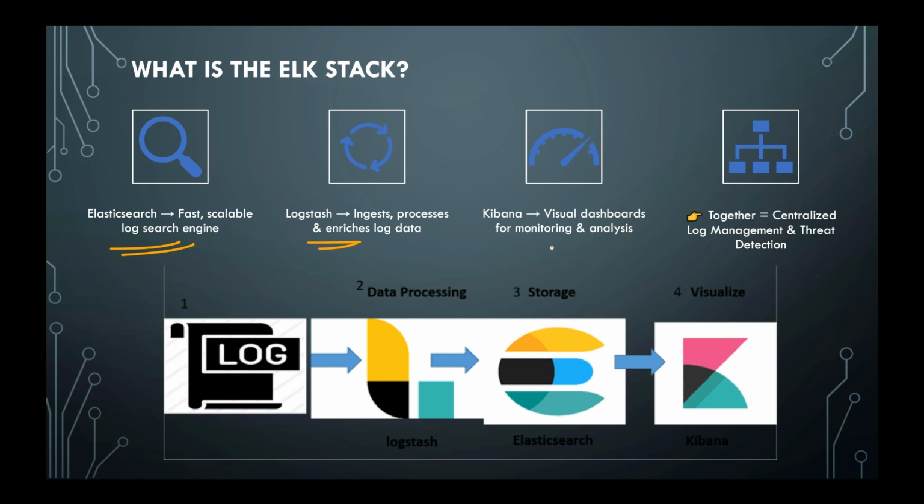Then next we have Kibana. Kibana is your visualization tool. It allows you to create dashboards, charts, and graphs based on the data in Elasticsearch. So instead of scrolling through endless rows of logs, you get interactive visuals to quickly spot trends, anomalies, and alerts. It is like Google Analytics for network logs, but for security monitoring. So Logstash gets the logs, Elasticsearch stores them, and Kibana lets you visualize and analyze the data. Together they are an absolute powerhouse for log management and security monitoring.